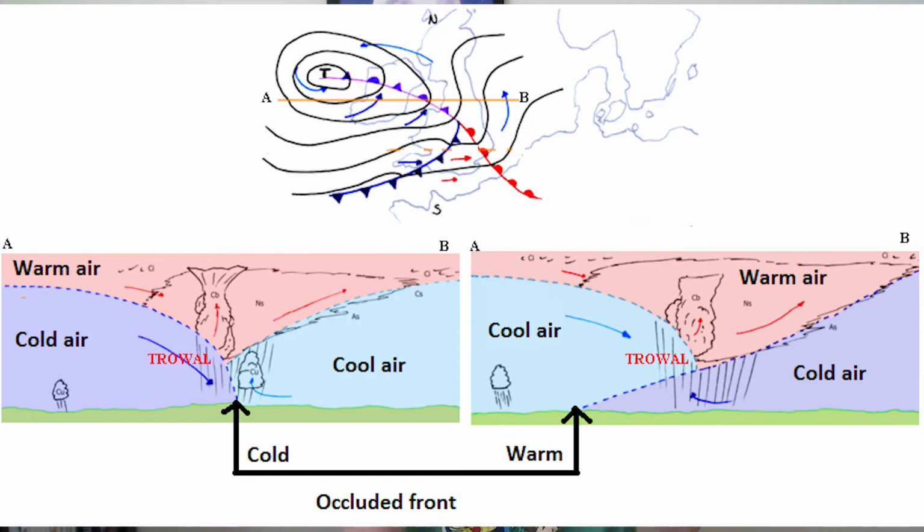Occluded fronts typically include 3 different air masses, which can be warm, cool, and then the coldest one. Depending on whether the cool air that's coming in is colder or warmer than what's already there, that determines whether it's a cold or warm occluded front.